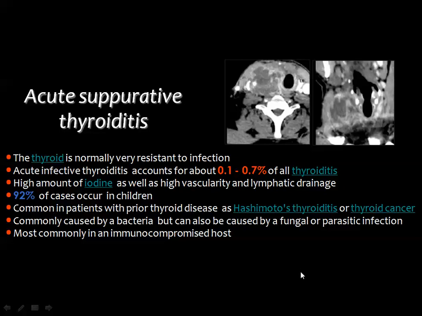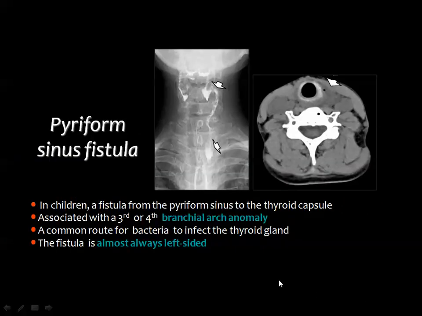And many times infection of the thyroid gland may occur on top of a pre-existing disease like Hashimoto thyroiditis or even thyroid cancer. Then one of the well-known causes of thyroid infection, especially in children, is the presence of a fistulous tract from the piriform sinus leading to the site of the thyroid gland, and this is commonly associated with a branchial arch anomaly, especially the third or the fourth one.